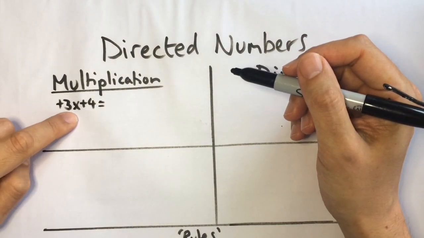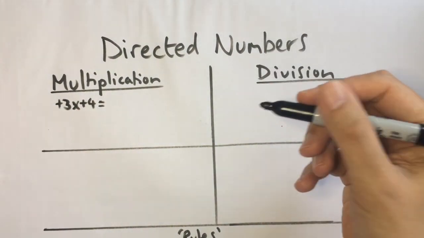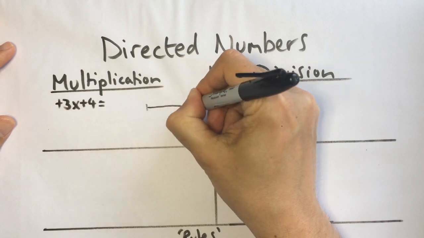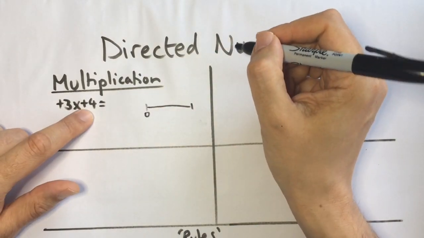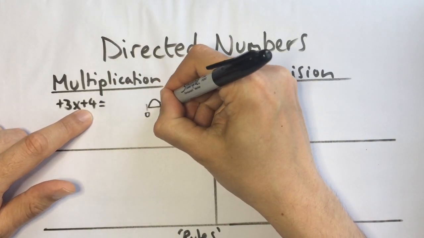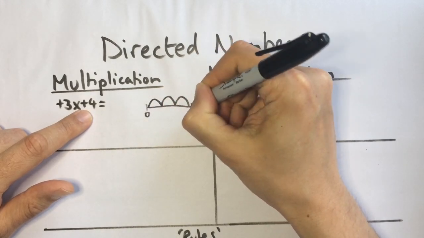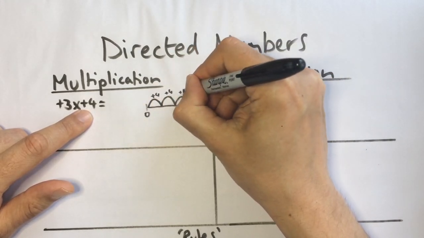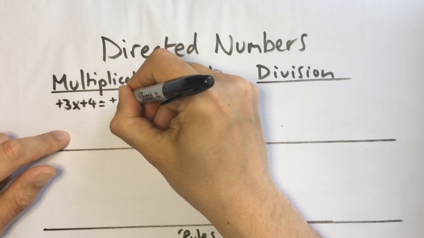So we've got positive 3 times positive 4. With multiplication and division, you always start at 0 on the number line. So I'm starting at 0, and I've got 3 lots of positive 4, so I can just think about going across 4, 8, 12. So I'm hitting 12 on the number line, going up in 4s each time. That's all we're doing with that. So we get a nice positive 12 out of that.